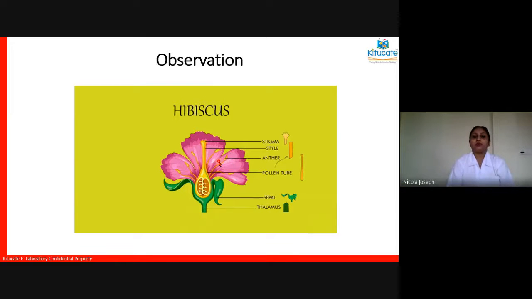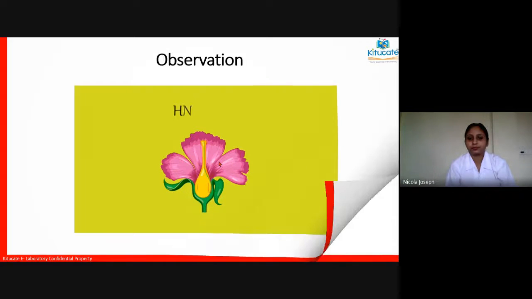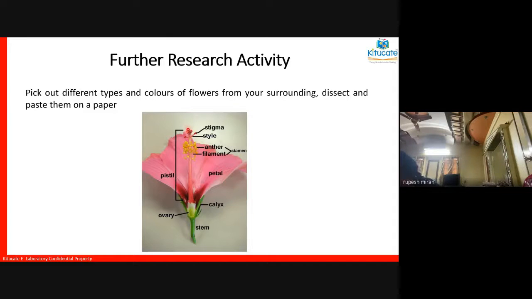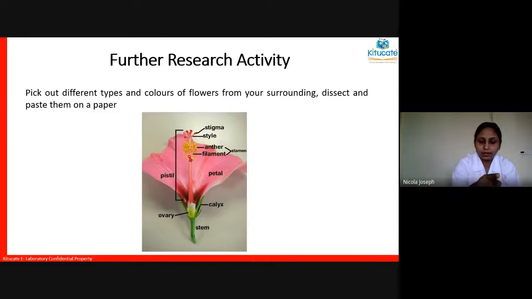Okay, we move on to the next slide now. This is a hibiscus flower. So you all already know which is a sepal and which is a petal. The green portion is called the sepal. The pink colored portion is called the petal. You can see there's something coming out of the center, and you all can see some yellow colored things on it.